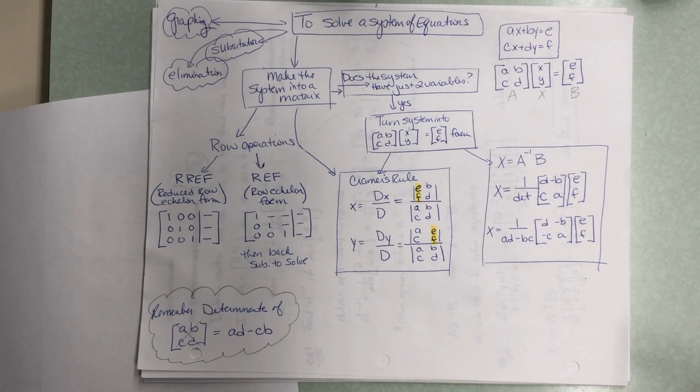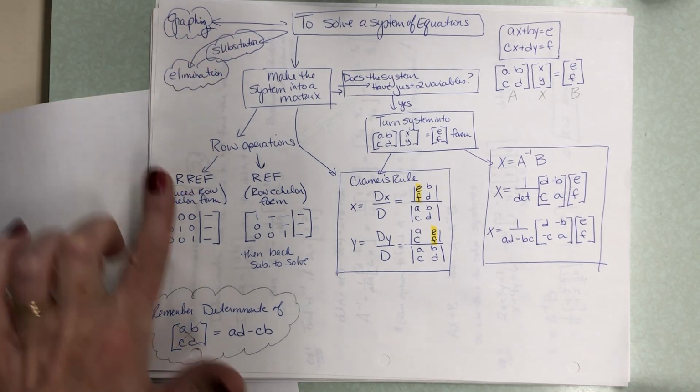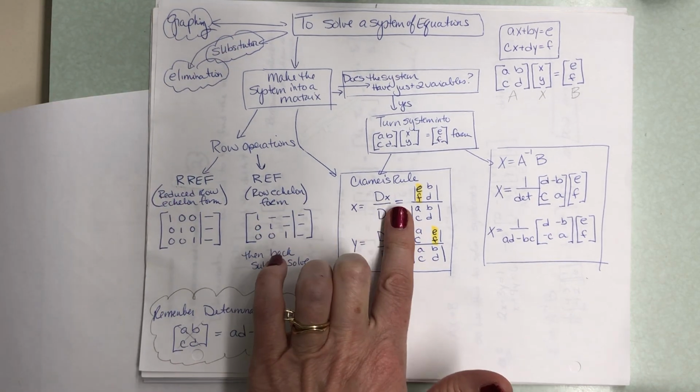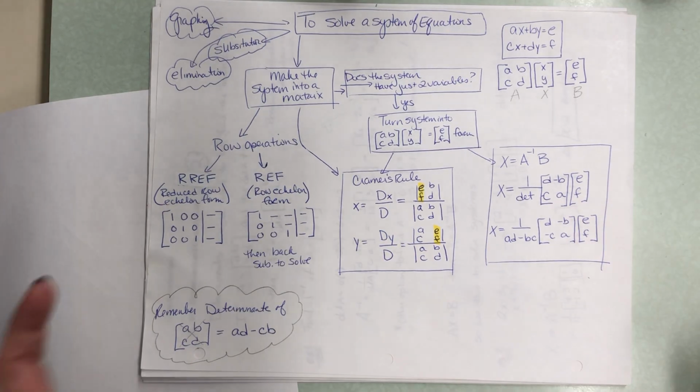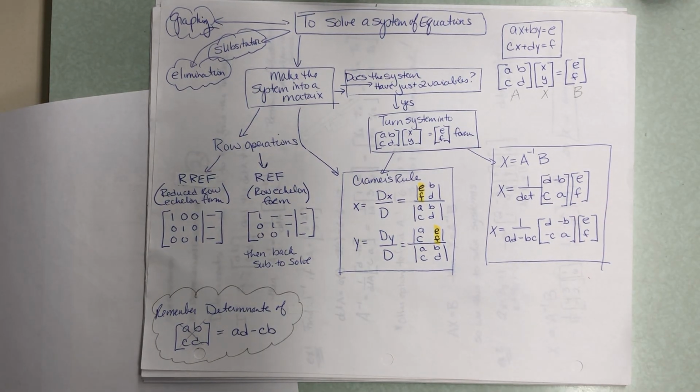So here, let's see, we've got 1, 2, 3, 4, 5, 6, 7 great methods for you to solve a system of equations. Lots and lots for you to think about.